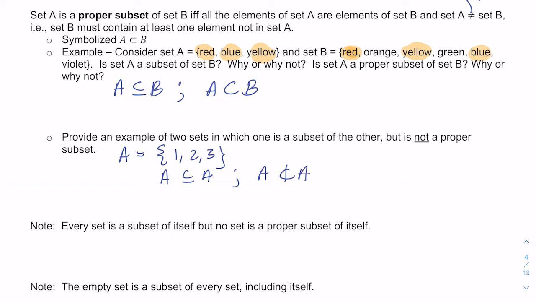And the reason is that in order for them to be proper subsets, remember that set A can't equal set B. And in this case, the two sets would be equal to each other because they would have the same elements.